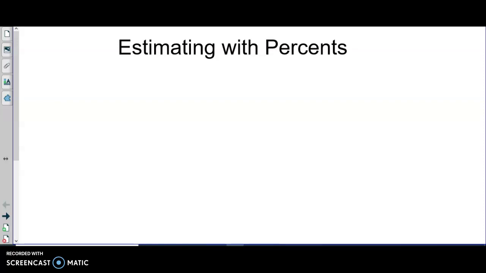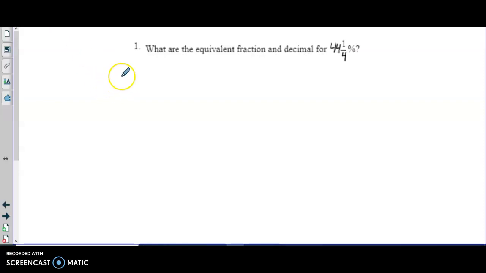Today we are talking about estimating with percents. So the first one says, what are the equivalent fraction and decimal for 44 1/4%? Okay, so there's a lot of things going on here. First of all, 44 1/4 is a percent.